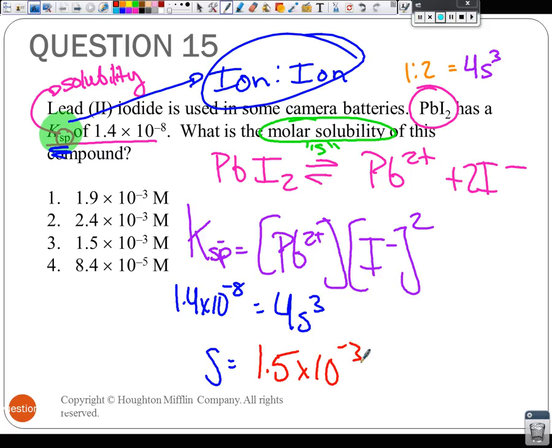And I'm telling you now, this is where you're going to get messed up. What's the unit on this thing? Molar. Why? What are we calculating specifically? The molar solubility. Yes, they teach this. This is what they teach.